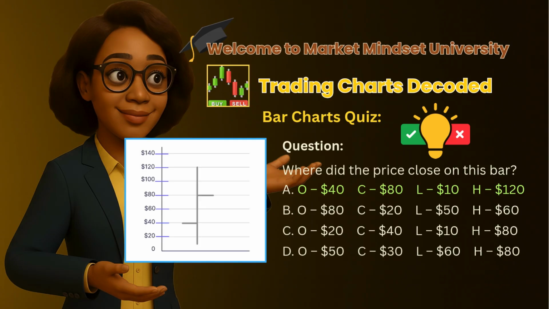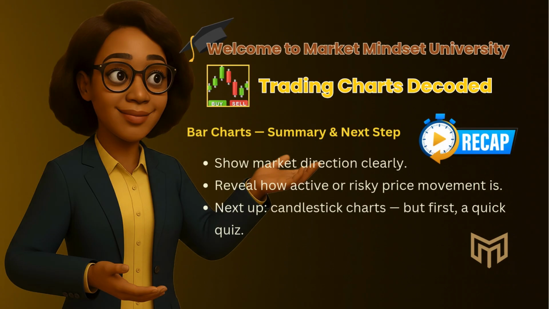Let's review. Bar charts give you a clear snapshot of market direction and how active or risky the price movement is. In the next section, we'll explore a new chart type that shows this information even faster and more visually, candlestick charts. But before we do, we'll take a quick quiz to review what we've learned about line and bar charts.